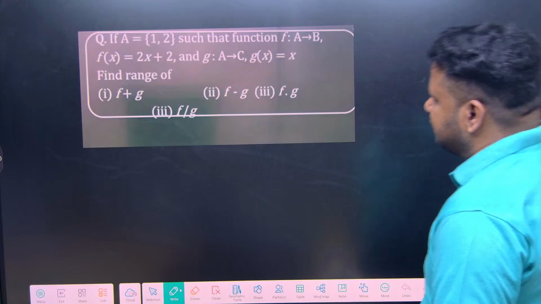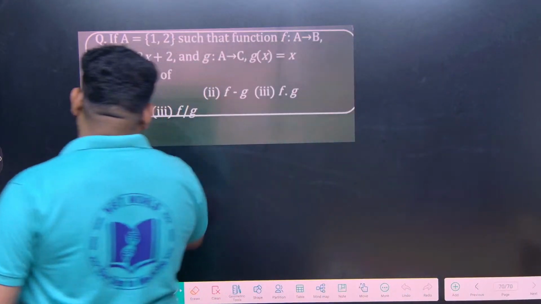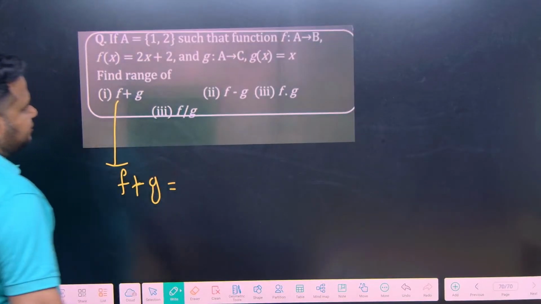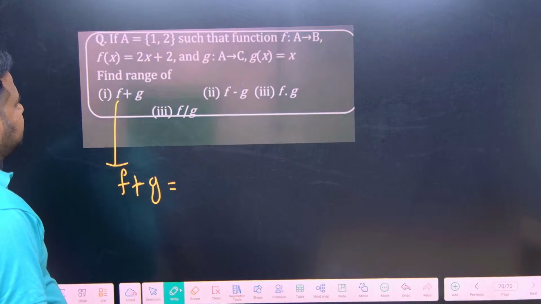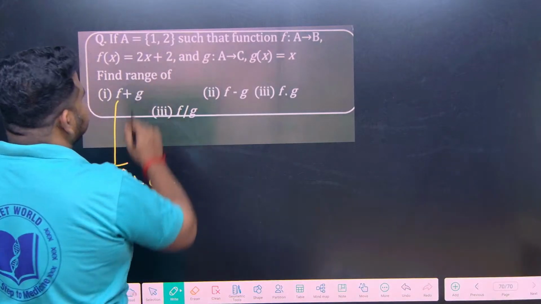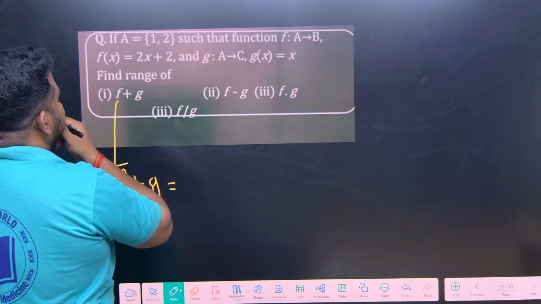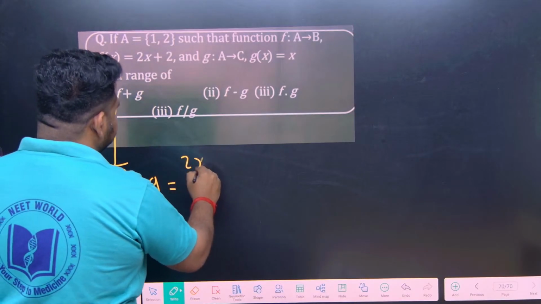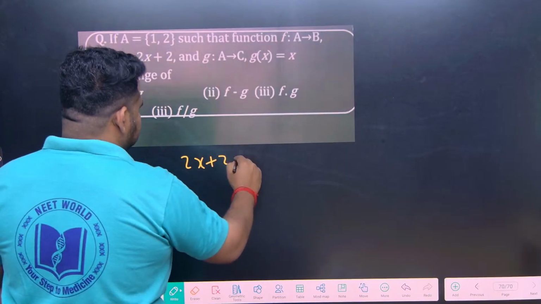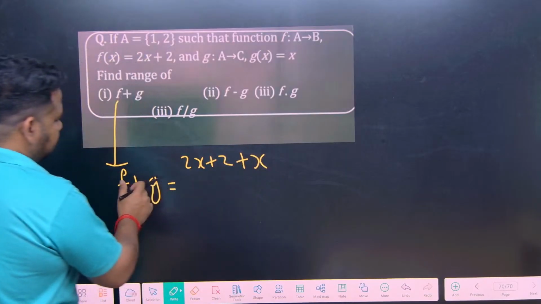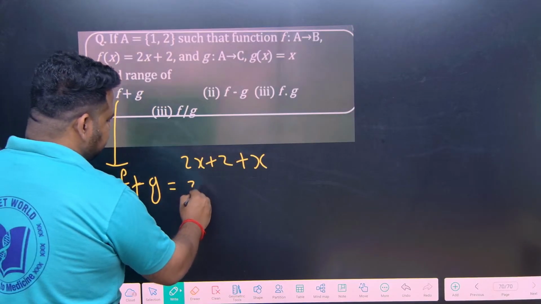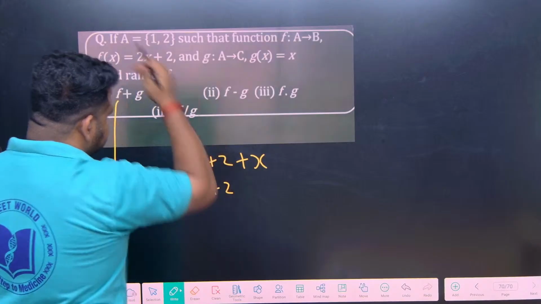So let us find out the first one, f plus g. If you have to find f plus g, f is given as what? 2x plus 2. And g is what, friends? x. So f plus g of x is 2x plus 2 plus x. That is nothing but what? 3x plus 2.